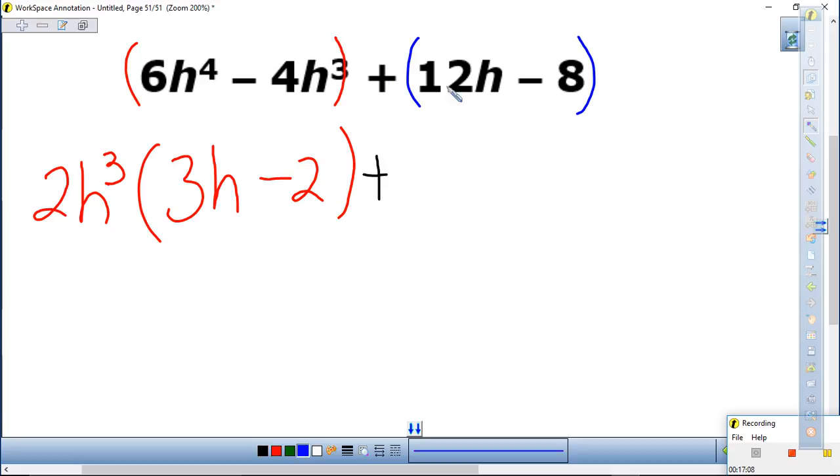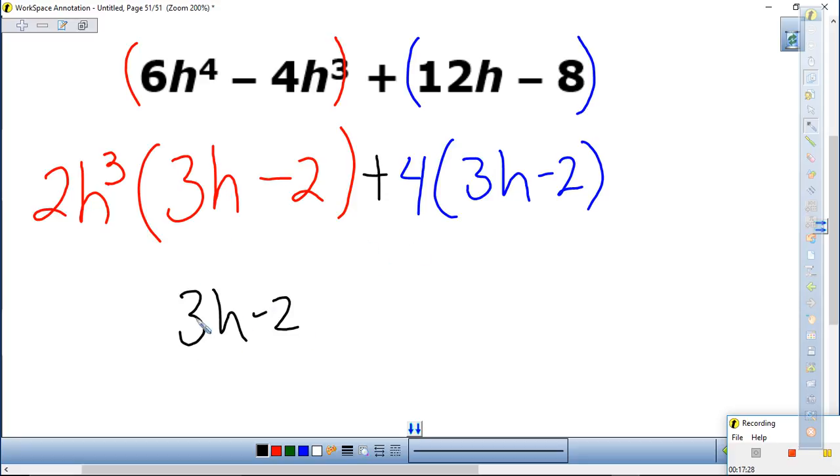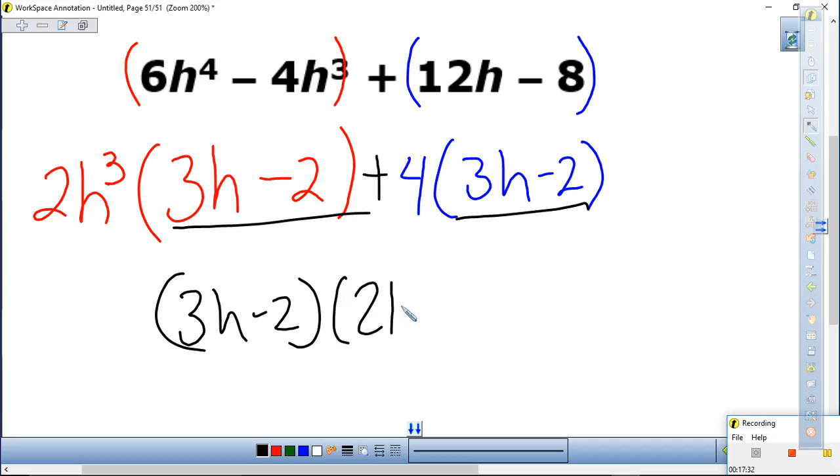I'm going to go to the second group. What is the GCF for this one? 4, and I'm left with 3h minus 2, and what do you guys notice? Oh my gosh. You guys notice it? So what is my first factor? 3h minus 2, which is here and here, and what's left? 2h cubed plus 4. Copy that, please. These are my factors.